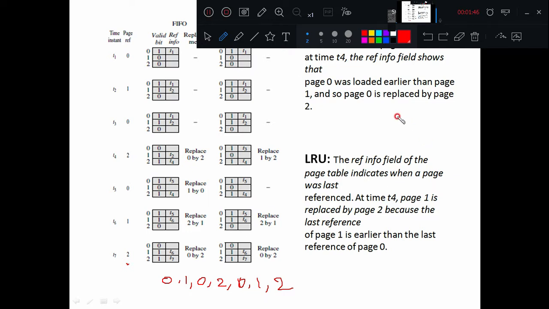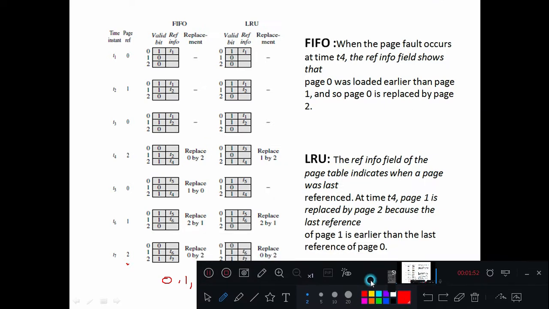So how these pages are going to be referred in these two techniques, that is FIFO and LRU, we are going to discuss. First let us understand what is FIFO, that is first in first out. Whichever page comes inside first will be replaced later. So when the page fault occurs at time t4, as we start with these examples, first we will see FIFO, then we will see LRU.